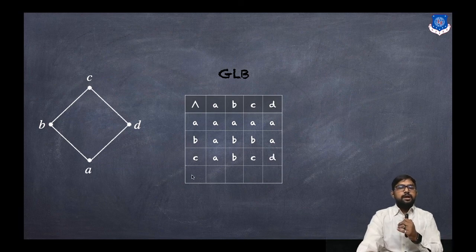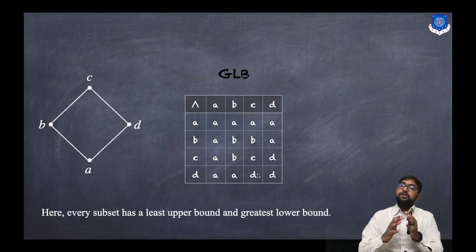Fine. Now next, D. Now D and A. In A and D it was A, so it will be A. Now D and B. In BD it was A, so here it will be A. Now D and C. In C and D it was D, so here it is D. Now D and D. The greatest lower bound of the same point will be D.